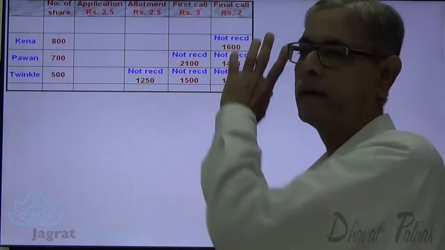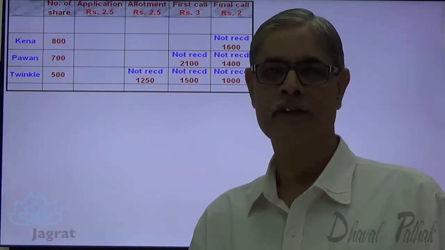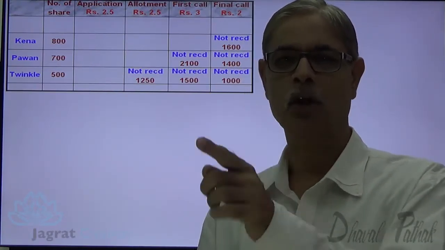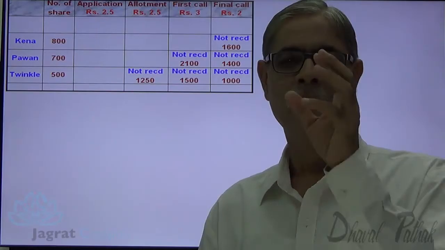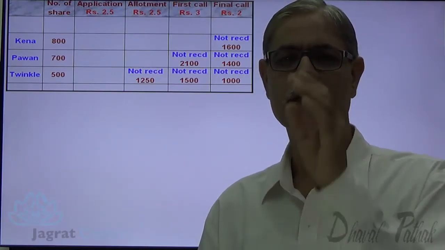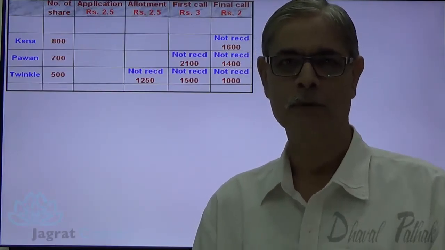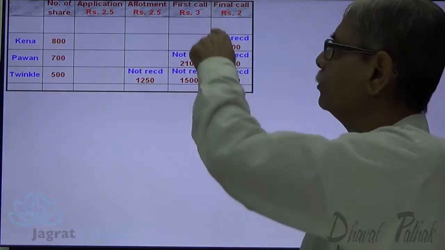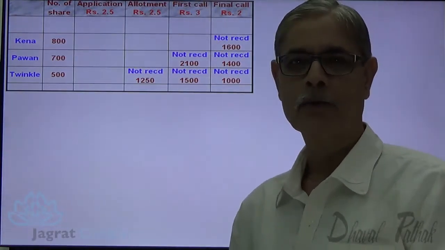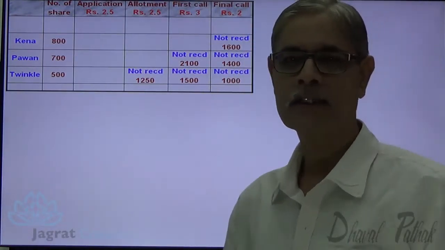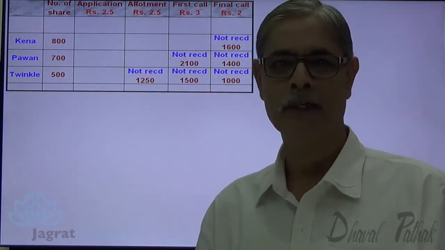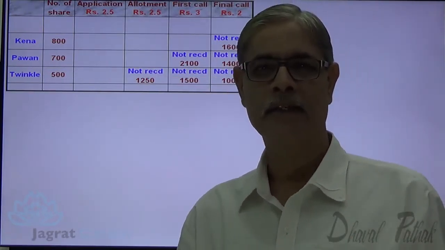Only this is the information that is relevant to our question. Now when we want to write down the forfeiture entry, capital called up is cancelled. Amount received against capital is to be transferred to share forfeiture account. The allotment not received will be credited to allotment account. First call not received will be credited to first call account. Final call not received will be credited to final call account. Here there is no question of premium or discount, so that is not to be considered in forfeiture entry.